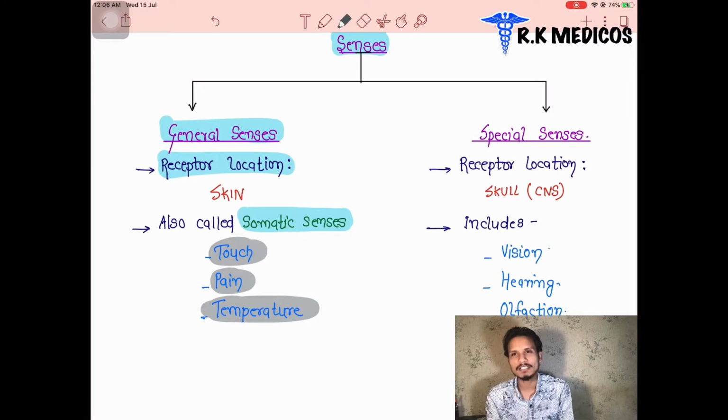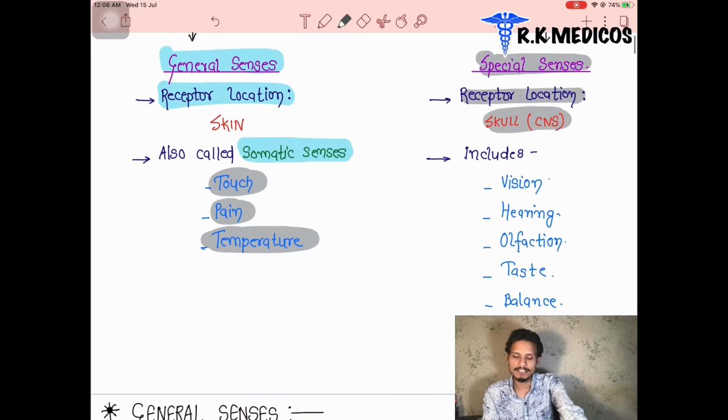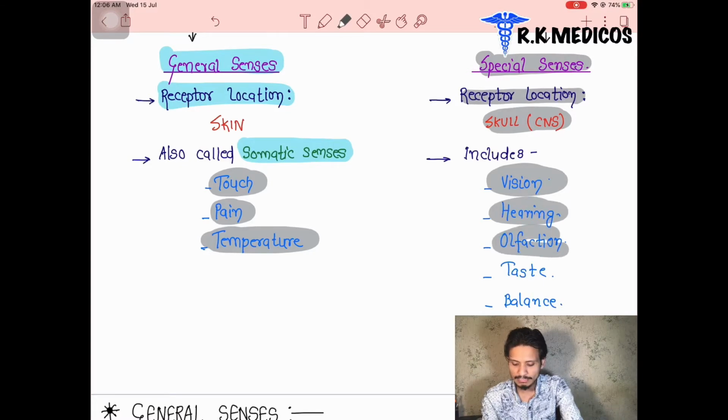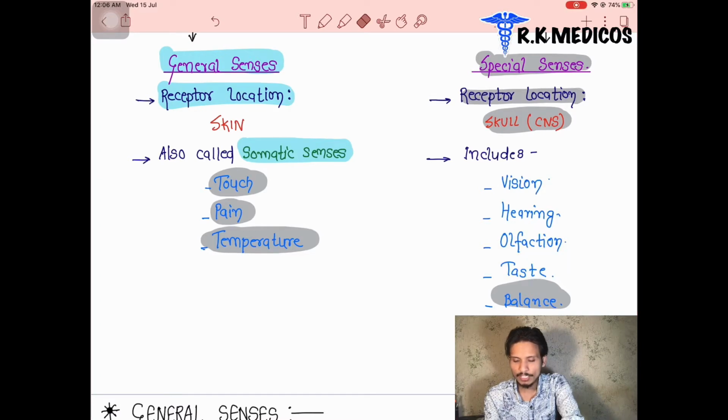What about the special senses? Special senses are for the special organs. Their receptors are located in the skull or the central nervous system. The special senses are vision, hearing, olfaction, taste and balancing. These five main functions are done by the special sense receptors located in the central nervous system, whereas the receptors for touch, temperature and pain are located on the skin.